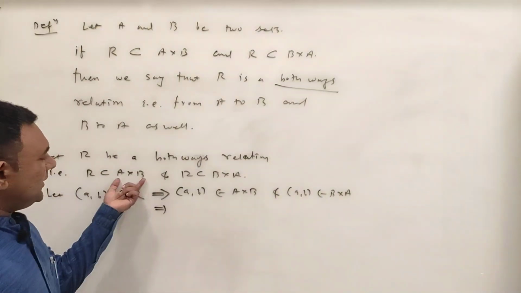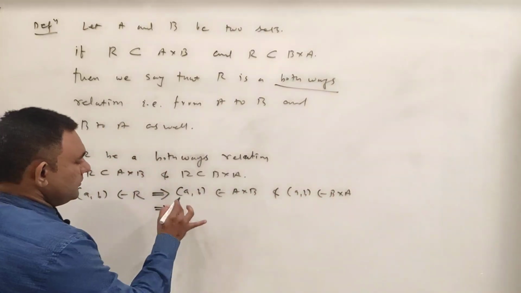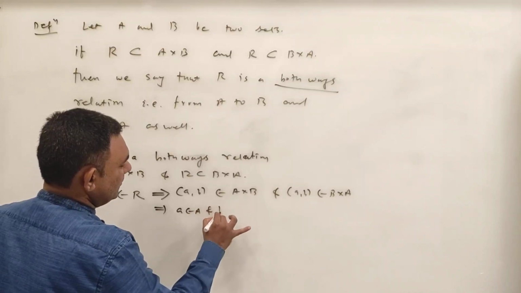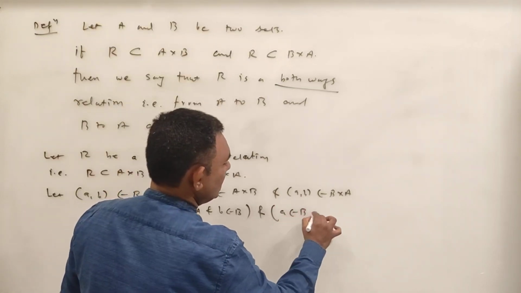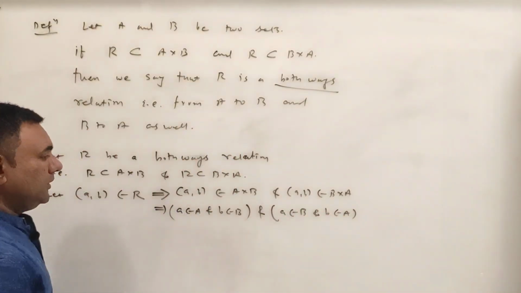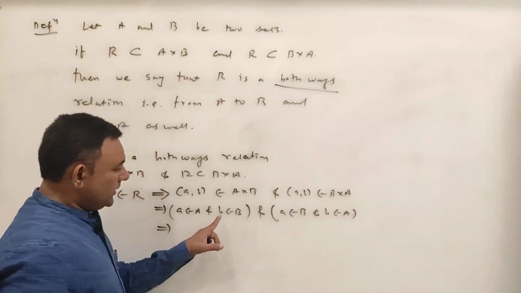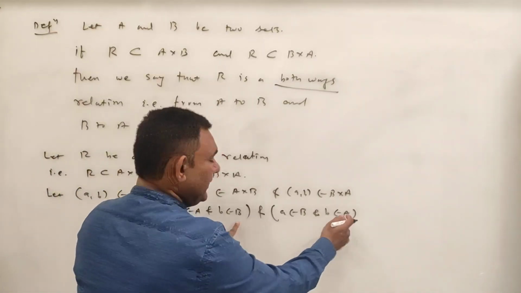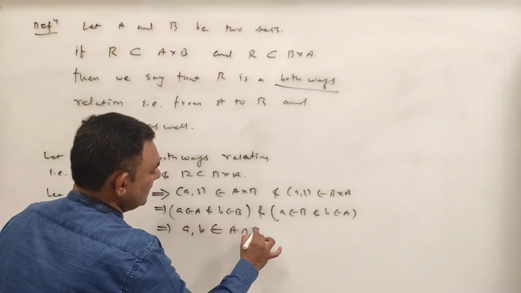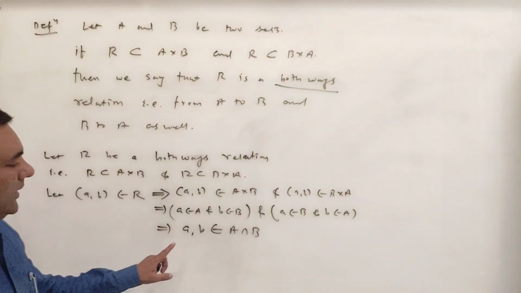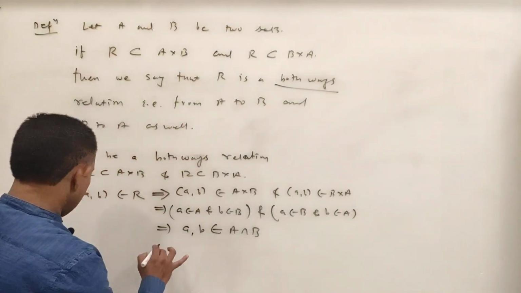So because R is a subset of A cross B as well as R is a subset of B cross A, AB will be in A cross B as well as in B cross A. So from here I can say a belongs to A and b belongs to B. And from here I can say a belongs to B and b belongs to A. So from here what I can claim? a is in A and from here a is in B. From here b is in B and from here b is in A. So in short, here a and b both are in A and B. a belongs to A and B, so it will be in the intersection, and b will be also in A intersection B. So what can I say?